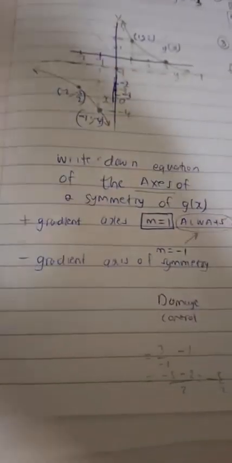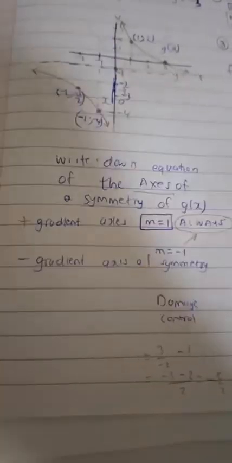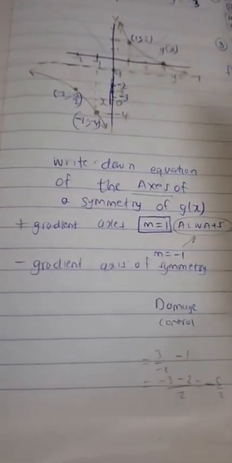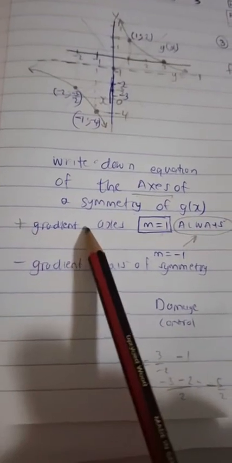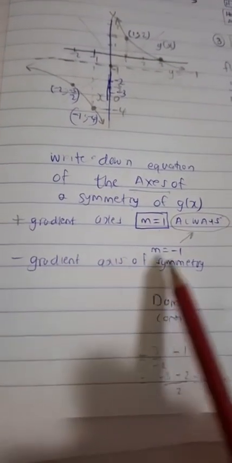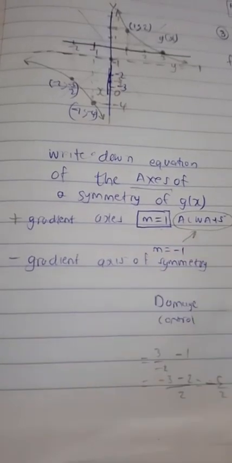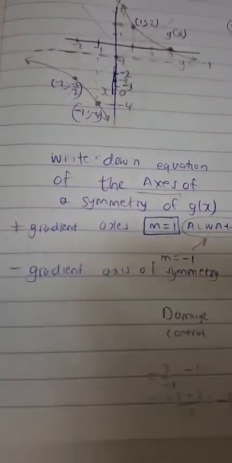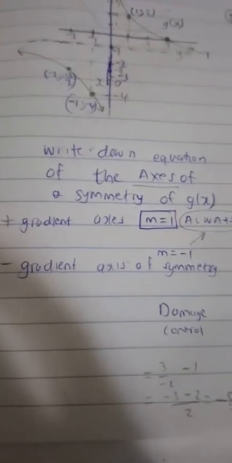So you never have to think about what is the gradient of this particular line, because it will always be, for the positive gradient axis of symmetry, it will always be positive 1, and for the negative gradient axis of symmetry, it will always be negative 1.